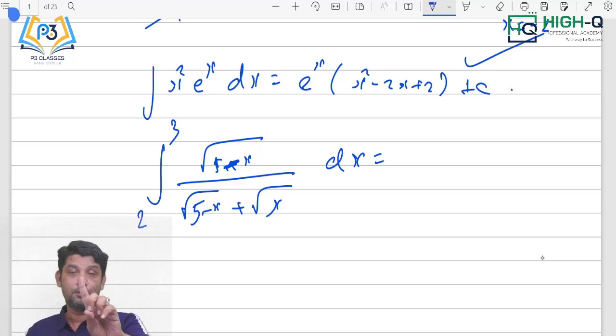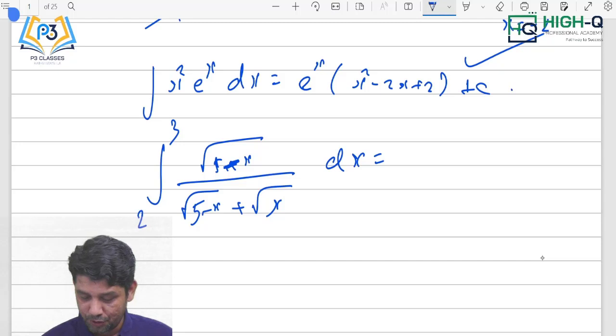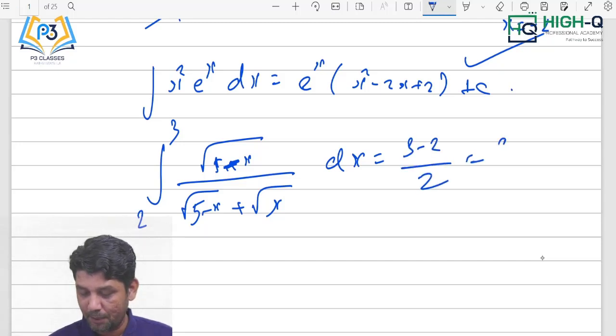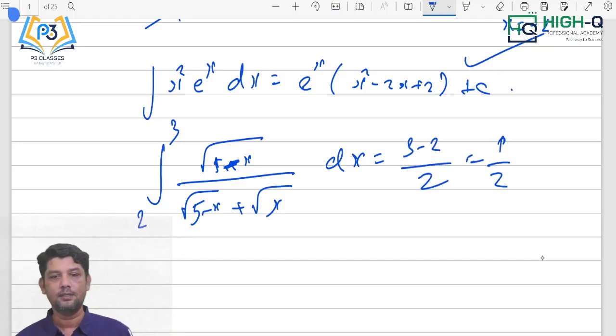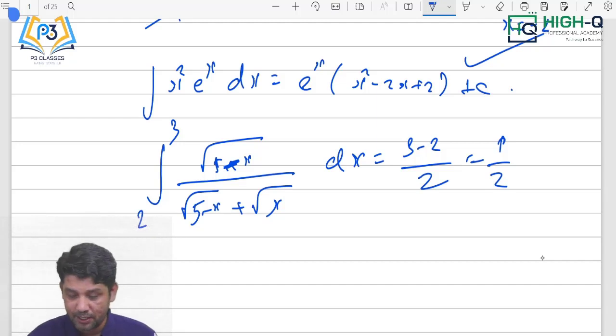My only approach is what? You need to identify the type of the question. Once you identify the type of the question, it is upper limit minus lower limit divided by 2, my dear. That's it, problem solved. Why do we have to bother? See, this is the answer.